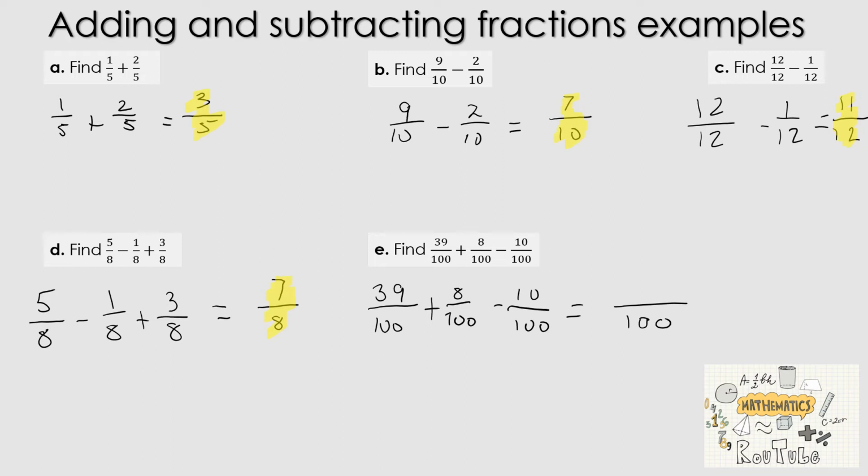You might need a calculator for this, and if you do, that's totally fine. We need to add and subtract the numerators. So 39 plus 8 should give us 47. And then 47 minus the third numerator, which is 10, should give us 37. And again, is there a common factor other than 1 that goes into both 37 and 100? The answer is no. So there's our final answer.